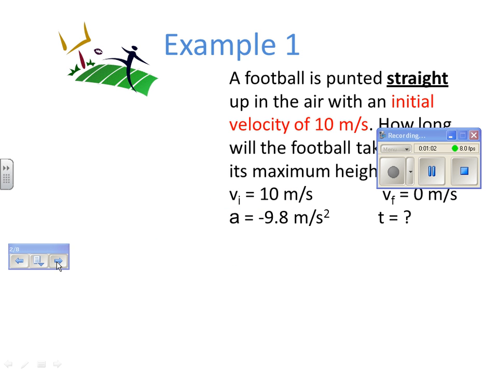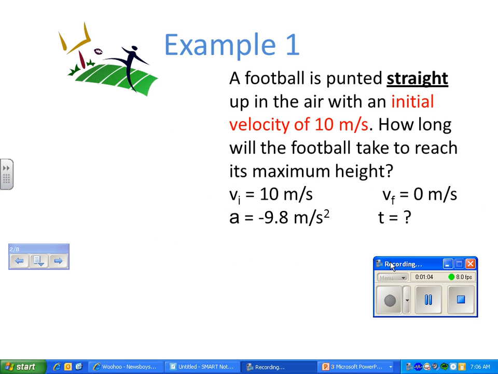So the first example here: we have a punter, and he's going to punt the ball straight up. I've already underlined and bolded "straight" because that's really important for us to understand. With an initial velocity of 10 meters per second, how long will the football take to reach its maximum height? The final velocity is going to be 0. We learned that last time.